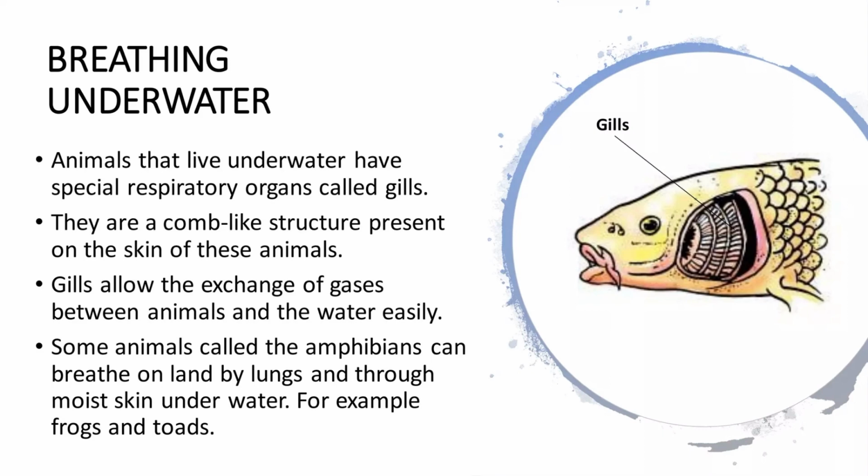Animals that live underwater have special respiratory organs called gills. They are a comb-like structure present on the skin of these animals. Gills allow the exchange of gases between animals and the water easily. Some animals, called amphibians, can breathe on land by lungs and through moist skin underwater. For example, frogs and toads.